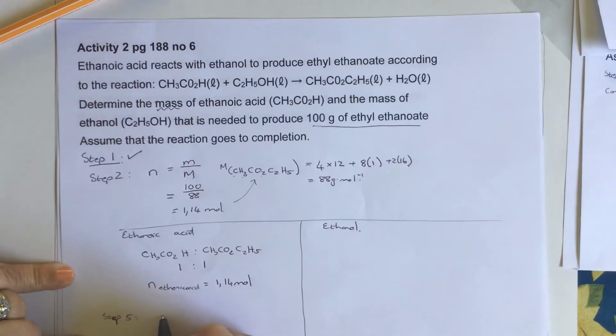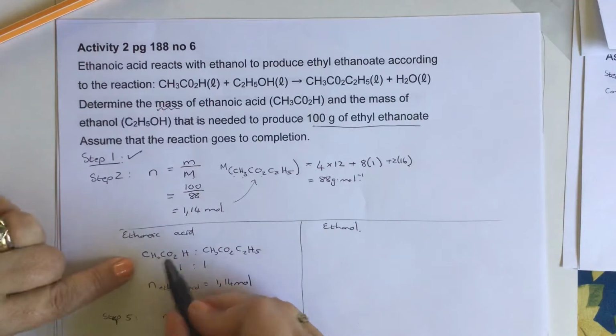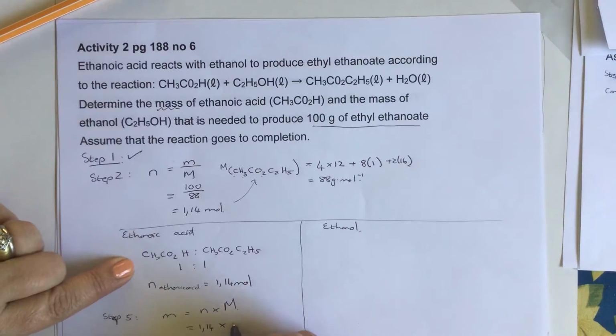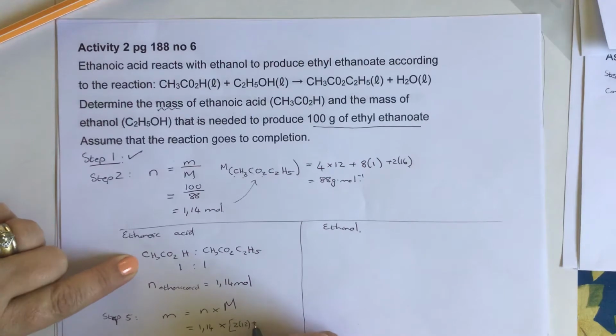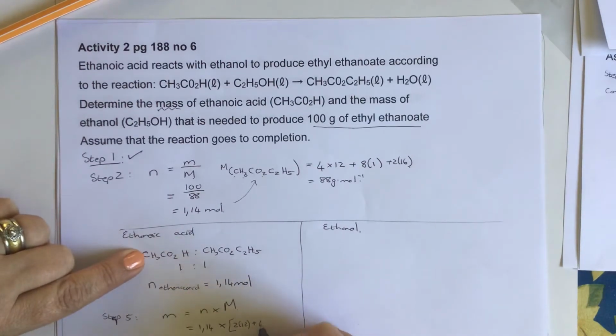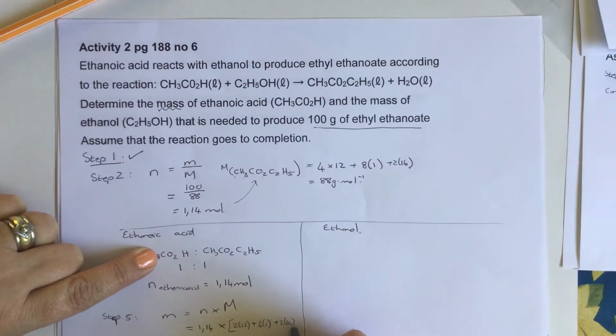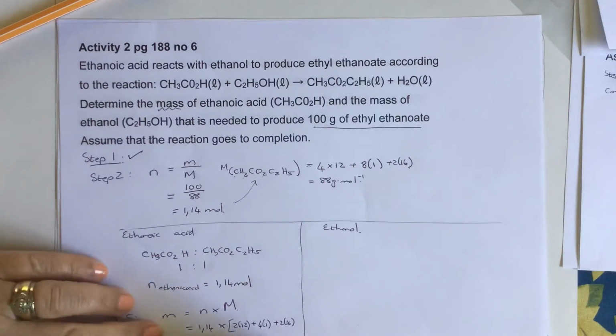And I work out the mass with mass is equal to number of moles times molar mass. 1,14 times, now the molar mass of my ethanoic acid, there's 2 carbons, each with a mass of 12, plus 4 hydrogens, plus 2 oxygens. Now doing this calculation, you find your answer is 68,4 grams.